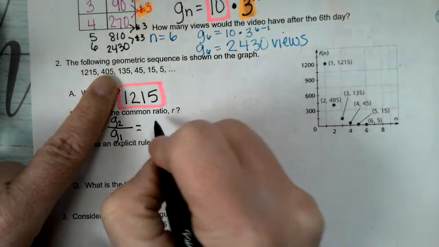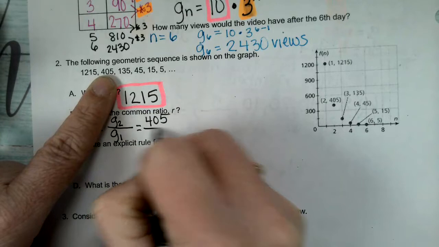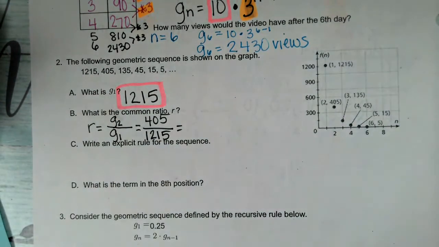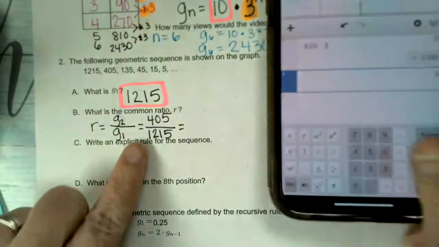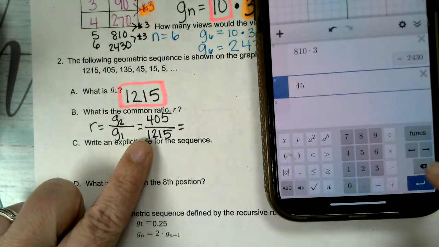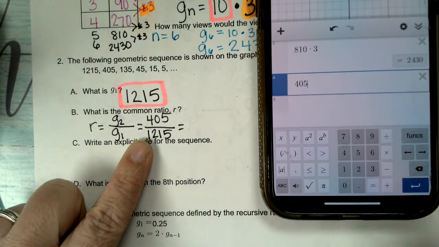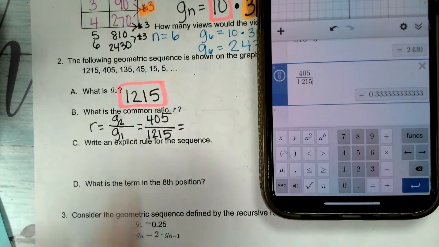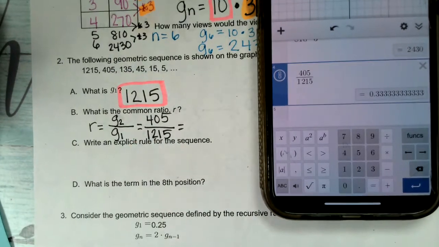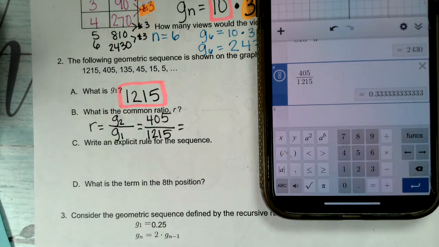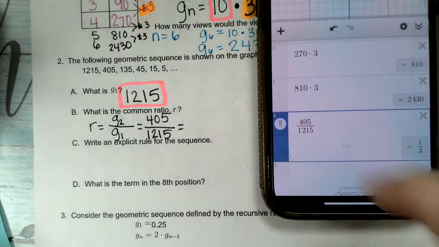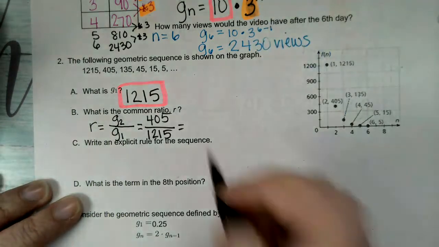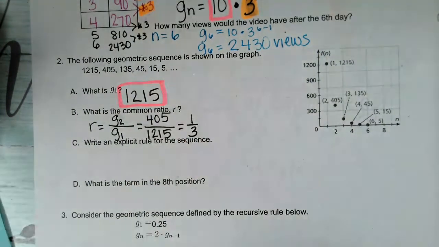So my second term is 405. If I divide that number by 1,215 in my calculator, in Desmos, if I type 405 divided by 1,215, it gives me this long decimal. Remember, do not just write 0.3 repeating. You need an exact number. So I'm going to use the fraction button like that, and it switches it over really easy to 1/3. So I know my common ratio is 1/3.